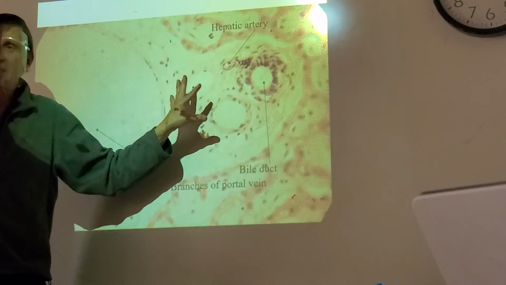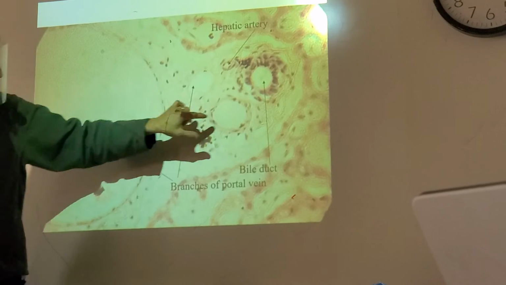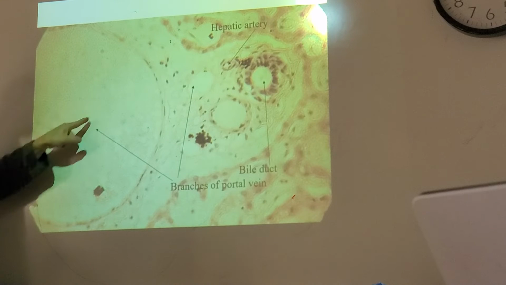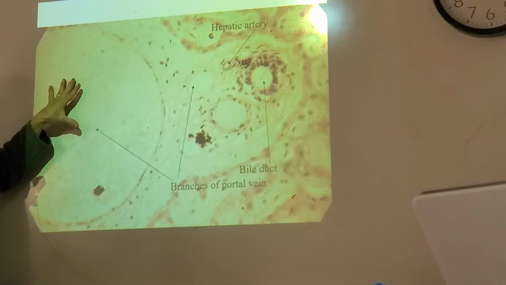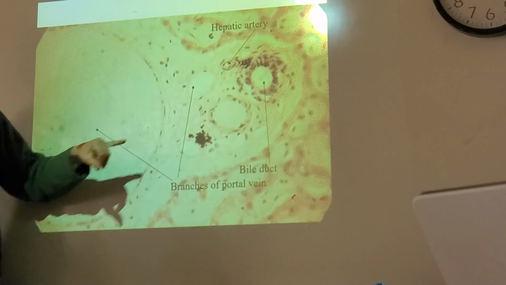This area, you might see it described as a triad in a textbook or something. You see a tube here, tube here, tube here, see a bunch of tubes. See this big one right here? You can actually see blood cells in it, so this is definitely a blood vessel. This is a branch of the hepatic portal vein. It's a really big vein.